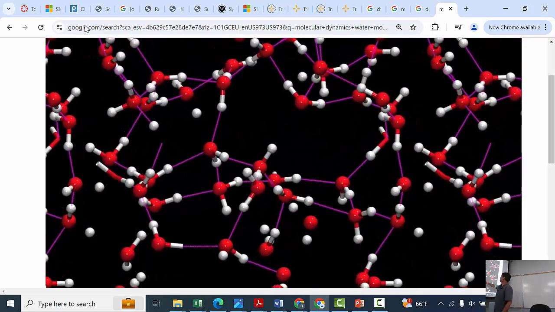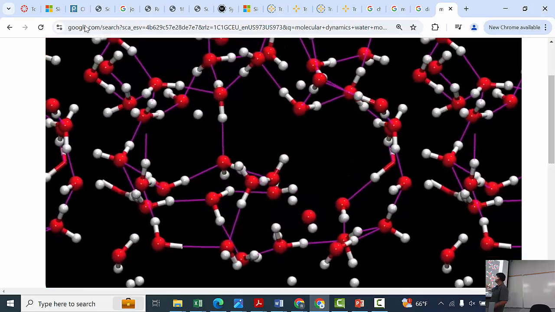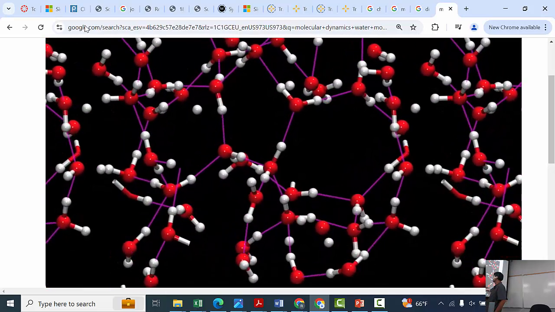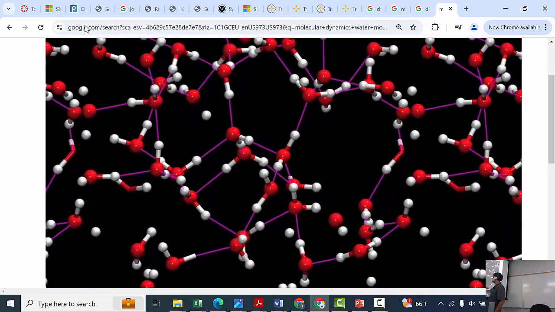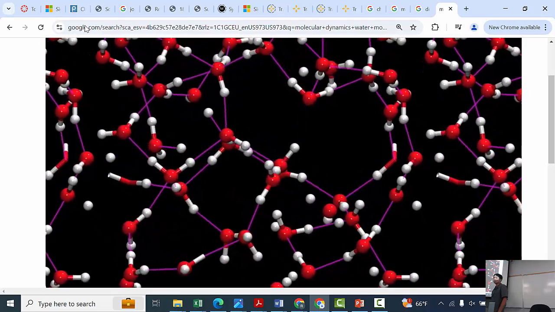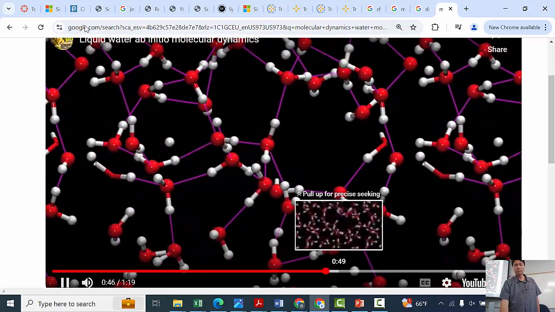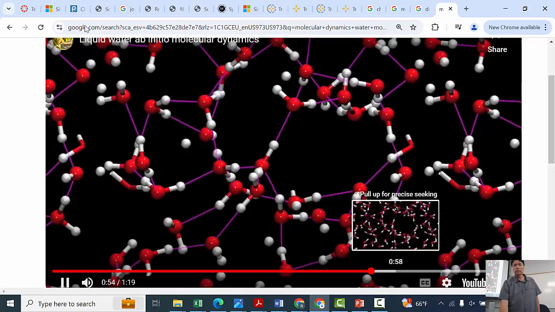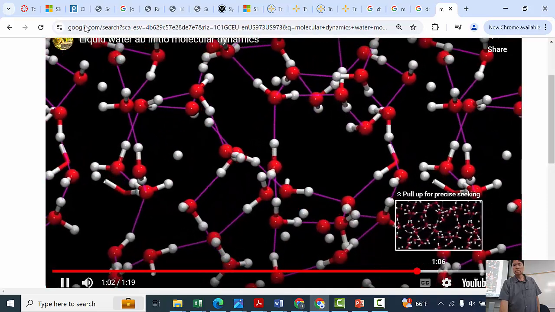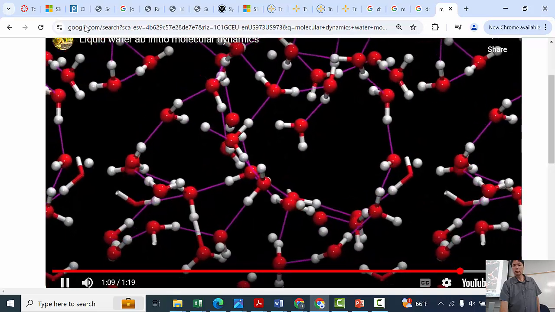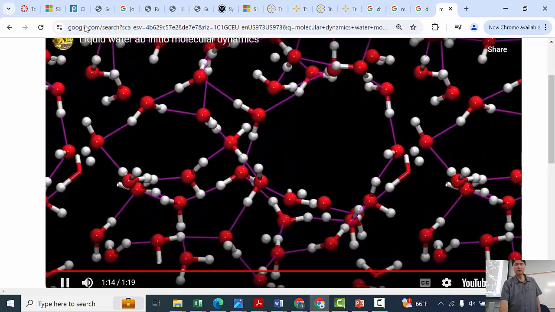And so you can see that they're kind of sticky. These purple things are when the waters are kind of attracted to one another, and so they're sticking together. Those are hydrogen bonding interactions primarily. Let's see if they're going to freeze this. No, this one's not that interesting.